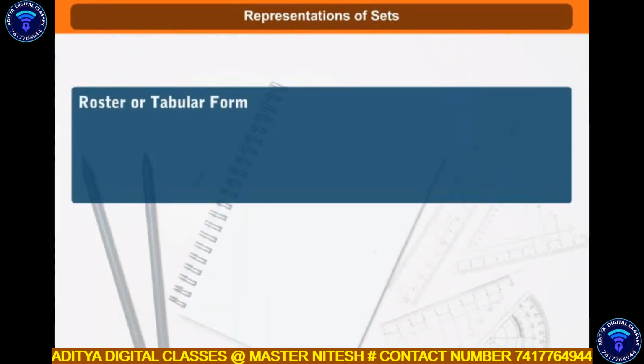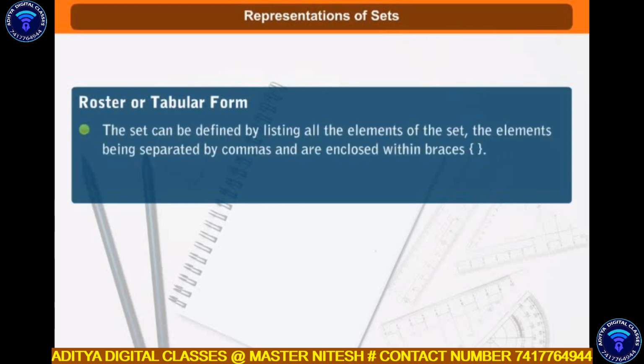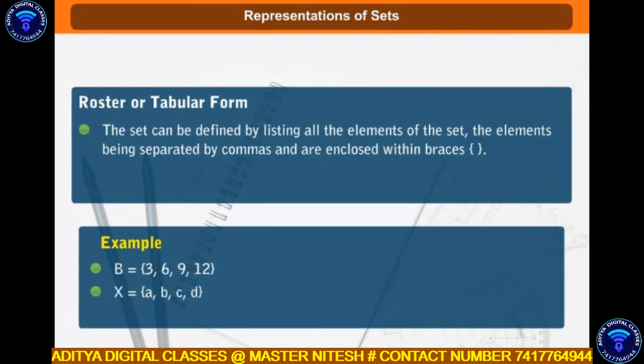Roster or tabular form. The set can be defined by listing all the elements of the set, the elements being separated by commas and are enclosed within curly braces. Have a look at these examples.